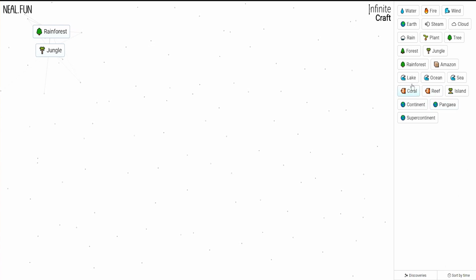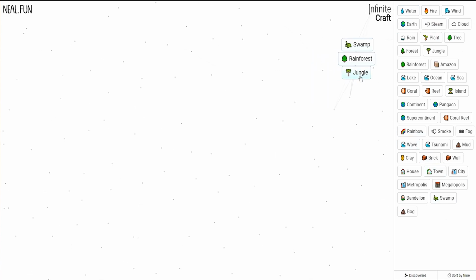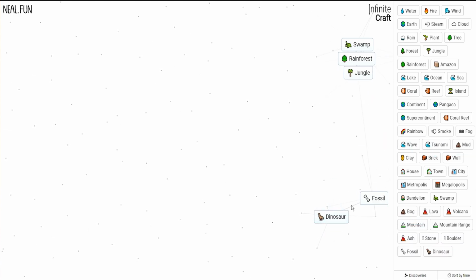We need a fish. A plant and water, a swamp. Okay, so we have three places where a toad could be, or a frog. A swamp, a rainforest, and a jungle. Earth and fire make lava. Lava and lava make a volcano. Those two make a mountain. Makes a mountain range.